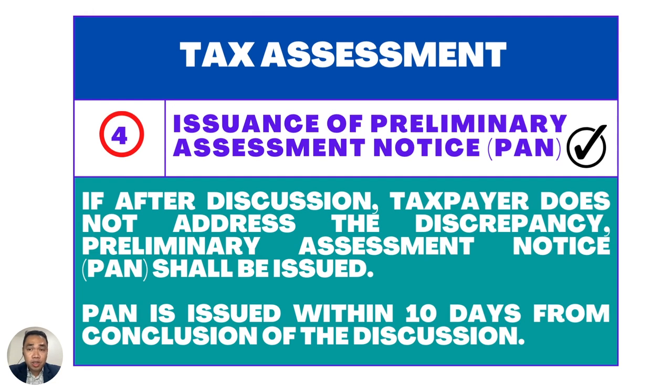Issuance of preliminary assessment notice. If after discussion of discrepancy, the taxpayer is still liable for deficiency tax and the taxpayer does not address the discrepancy through payment of the deficiency taxes, the investigating officer shall endorse the case to the reviewing office in the BIR for issuance of a deficiency tax assessment in the form of preliminary assessment notice or PAN. PAN is issued within 10 days from the conclusion of the discussion. As a rule, the taxpayer may respond to PAN within 15 days from the date of receipt.